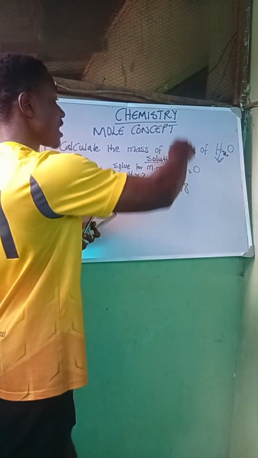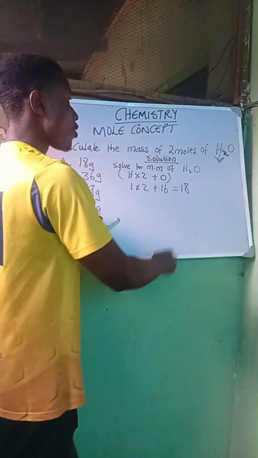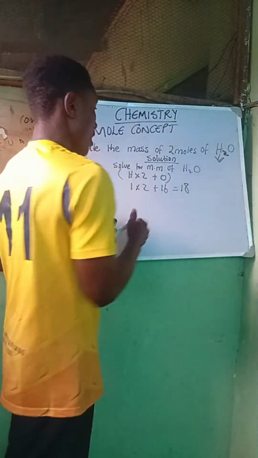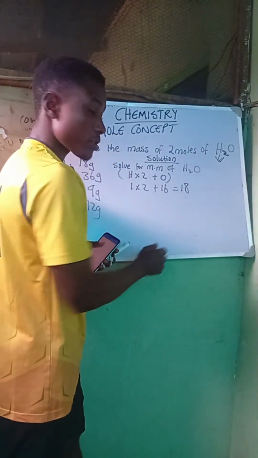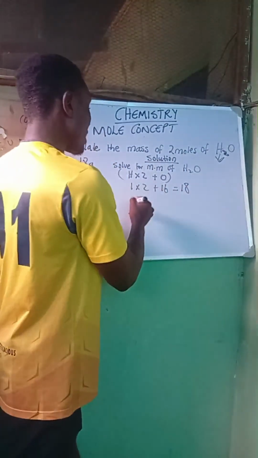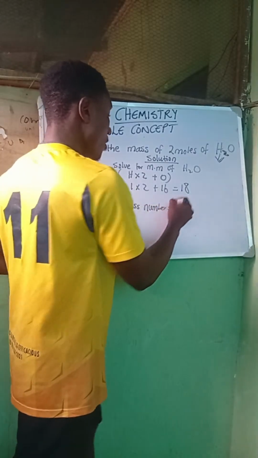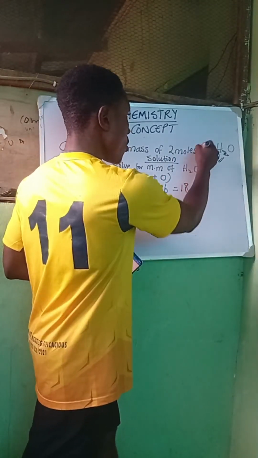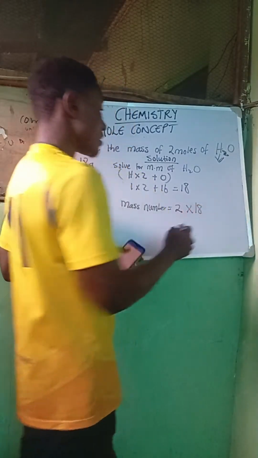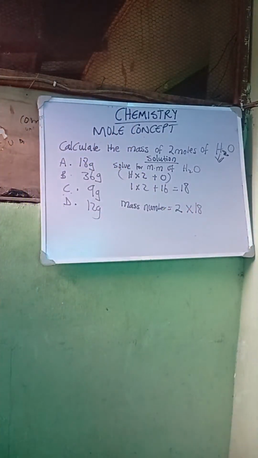Now the question is to calculate the mass of 2 moles of water. We have been given the number of moles, and we have also been given the molar mass. So the mass number is going to be equal to the number of moles, which is 2, times the molar mass, which is 18. So you say 2 times 18, which gives us 36 gram.